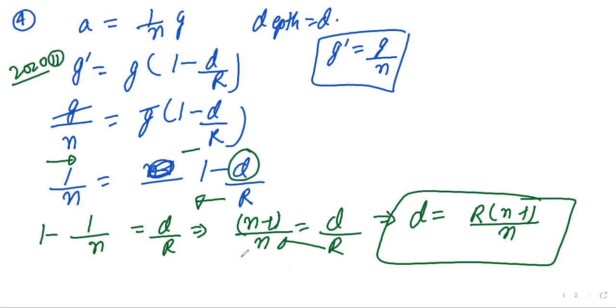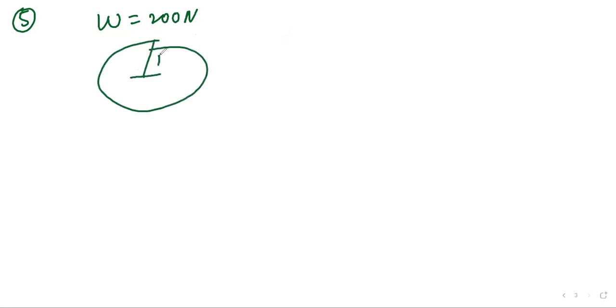So let's see the next sum, that is the fifth one. The fifth one is talking about a body whose weight is given, that is 200 Newton on the surface of Earth. How much will it weigh halfway down to the center of the Earth? So what will be the weight when it is coming down to half of the Earth, R by 2? So for that we apply the depth formula again, g dash is equal to g into (1 minus d upon R), right? So this is the force again. So you have to find force, right?